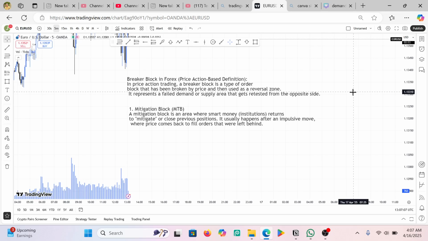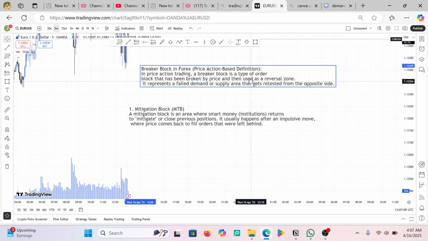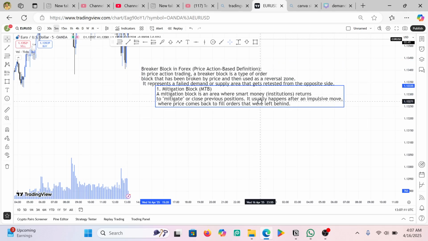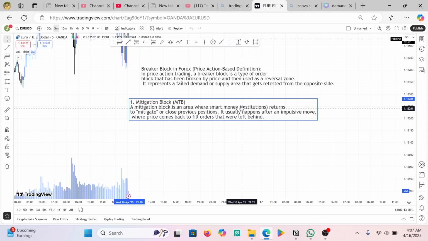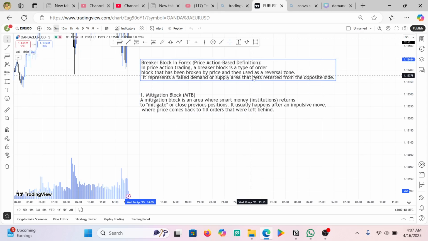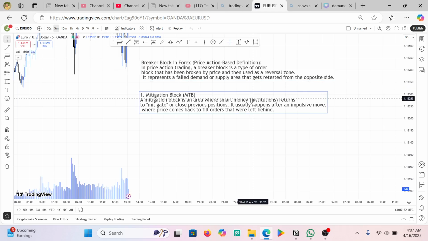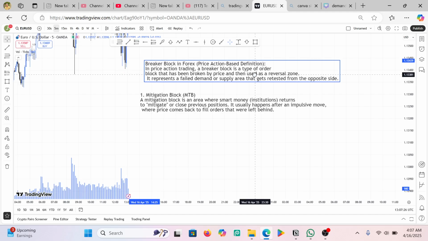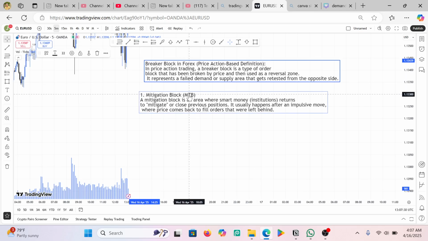So today we are going to discuss the difference between a breaker block and a mitigation block. This question was most asked in the comments below. So today I'm going to show you how to identify the difference between a mitigation block and a breaker block, and I will show you also in a real chart.